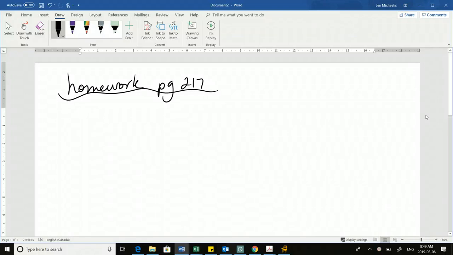So 1D on 217 asks us to sketch a graph of the instantaneous rate of change of negative sine x as a function of x. Negative sine x is essentially just the flipped version of sine x. We can see a graph of this in our textbooks here. I would sketch this over one cycle, maybe from 0 to 2 pi.